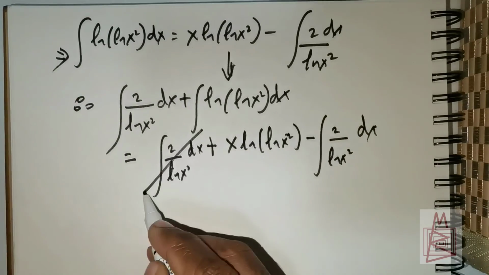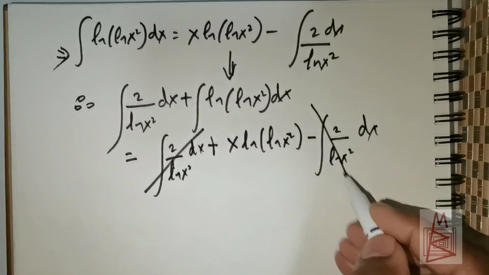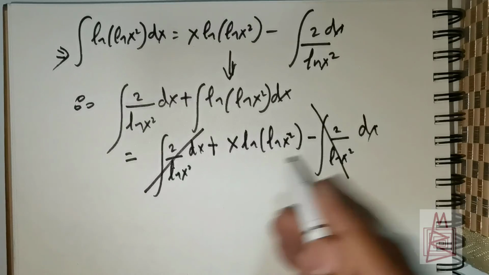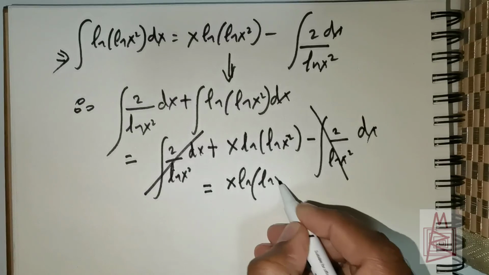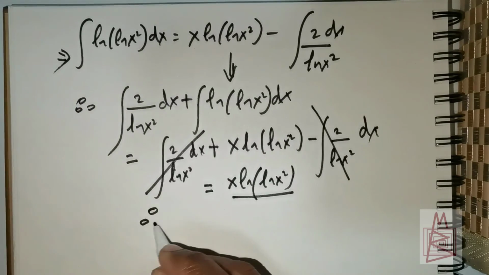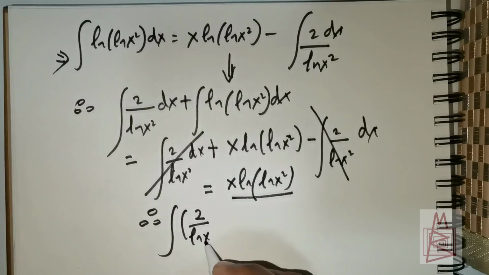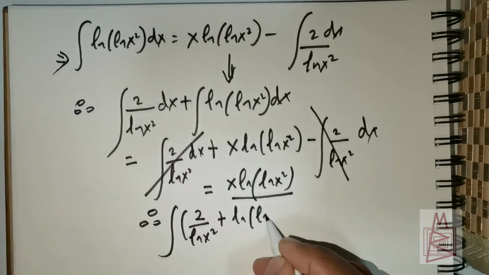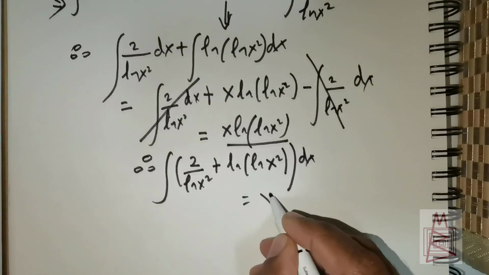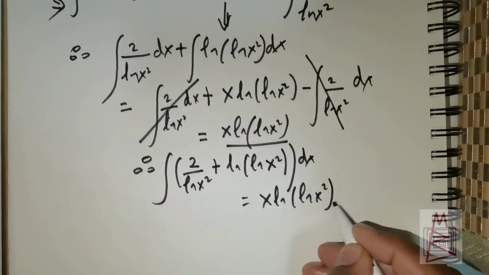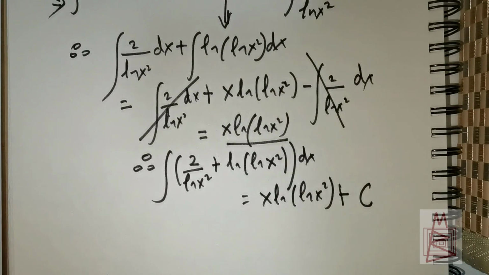Okay. Now clearly positive integral 2 over ln x squared times dx can be cancelled with negative integral 2 over ln x squared times dx. So that would give us x times ln of ln x squared. This is what we are getting. So therefore we can now conclude integral 2 over ln of x squared positive ln of ln x squared times dx is equal to x times ln of ln x squared positive arbitrary constant c. So this is the final answer to the given question.